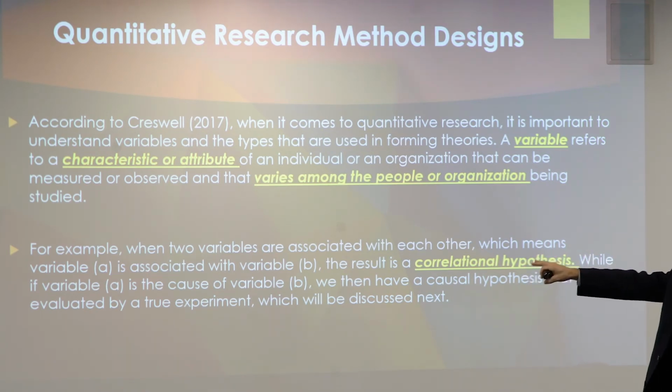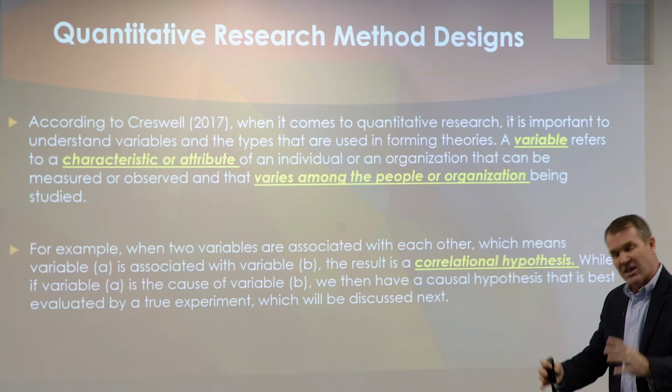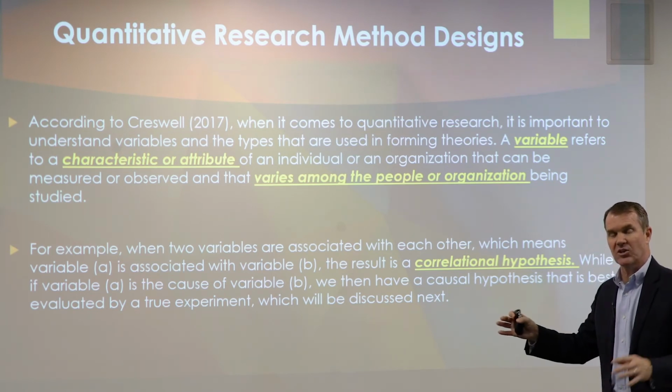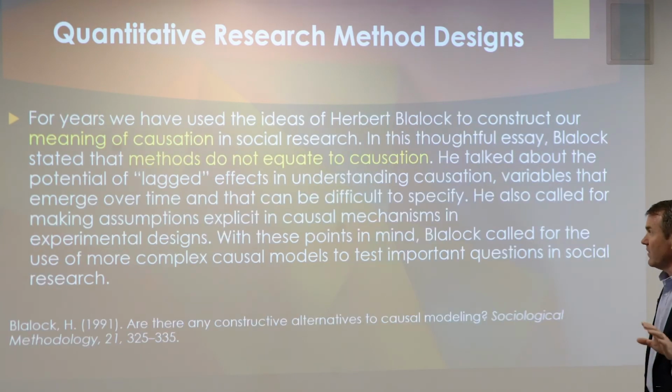If variable A is the cause of variable B, we have a causal hypothesis that is best evaluated by a true experiment, which will be discussed later on. So a true experiment asks what is the cause. Correlational asks how these factors or variables are related and what they do.